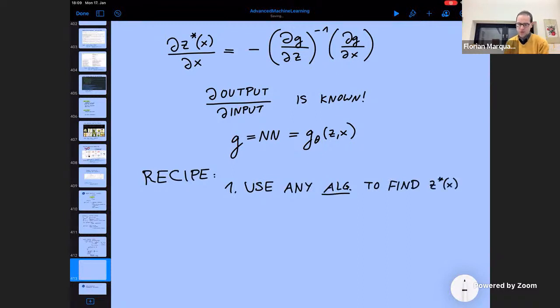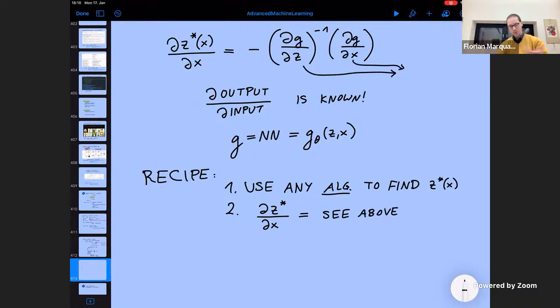So given the input x, find the solution z star that makes g of z comma x equals zero. And then secondly, you can evaluate dz star over dx at the given x and at the given value of z star according to the formula that we gave above. And both of these derivatives can be obtained using the usual techniques, the usual algorithms that are available in any such frameworks like TensorFlow, for example.